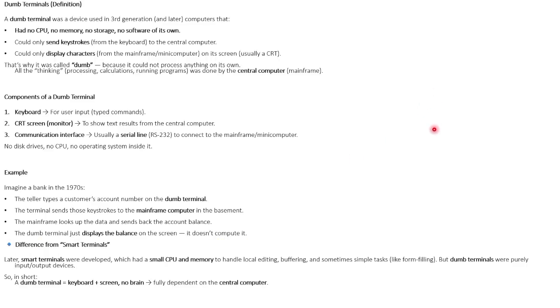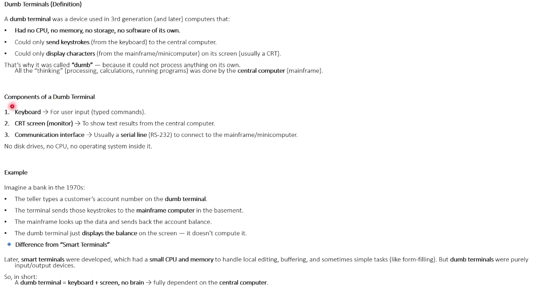And we often have the term dumb terminal. A dumb terminal was a device used in third generation computers that had no CPU, no memory, no storage, and no software of its own. It could only send keystrokes from the keyboard to the central computer, and could only display characters from the mainframe or minicomputer on its screen, usually a CRT. That's why it's called dumb, because it could not process anything on its own. All the thinking, processing, calculation and running of programs was done by the central computer, the mainframe.